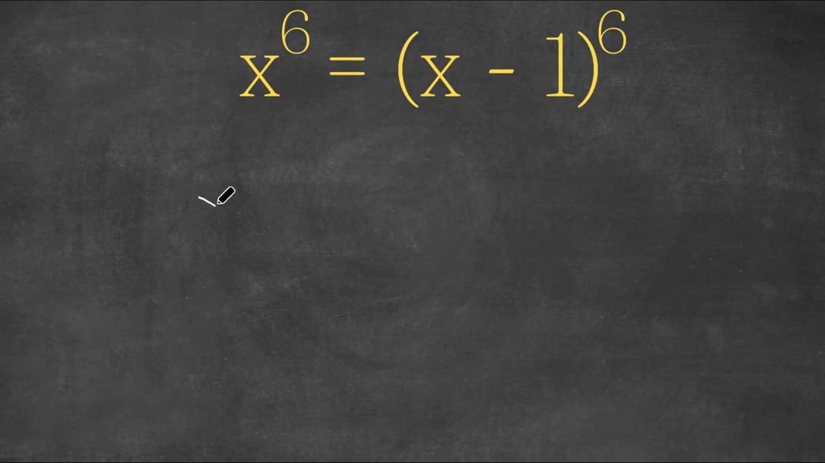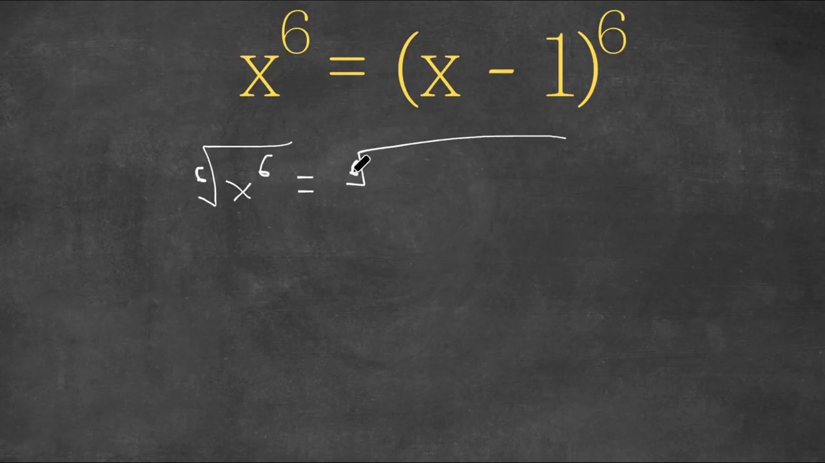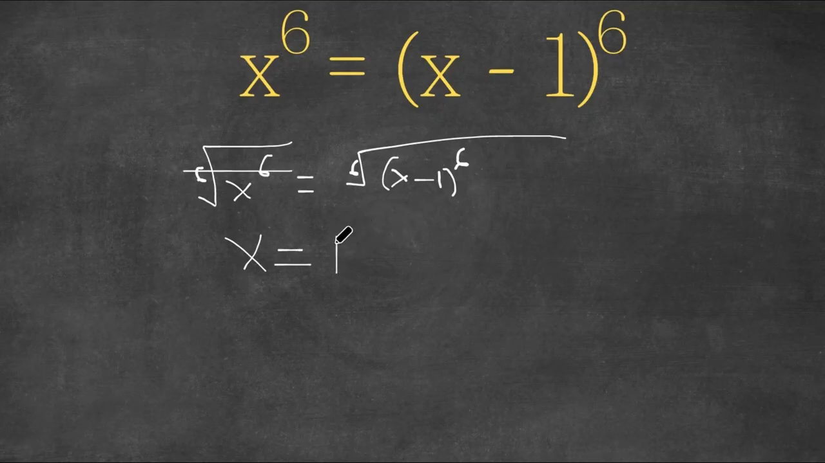So x to the power of 6, we're going to do x to the power of 6 to the sixth root, and this is going to equal the sixth root of x minus 1 to the power of 6. And these two actually cancel out, because these two are opposites. So remember, opposites cancel out. So this is simply going to result in x equals, these two are going to cancel out as well, so we're just left with plus or minus.